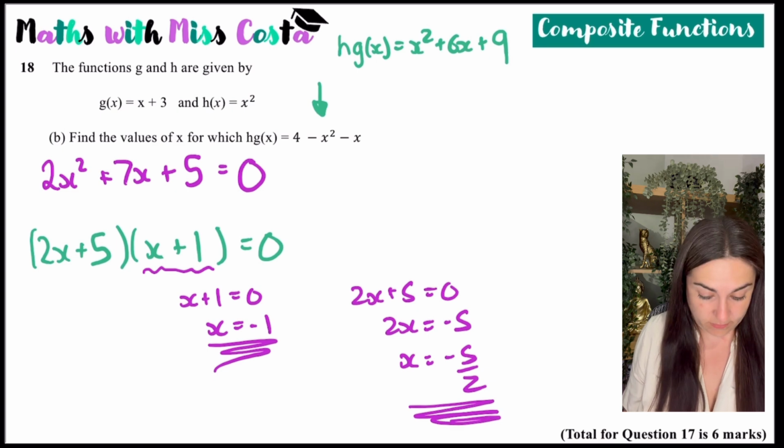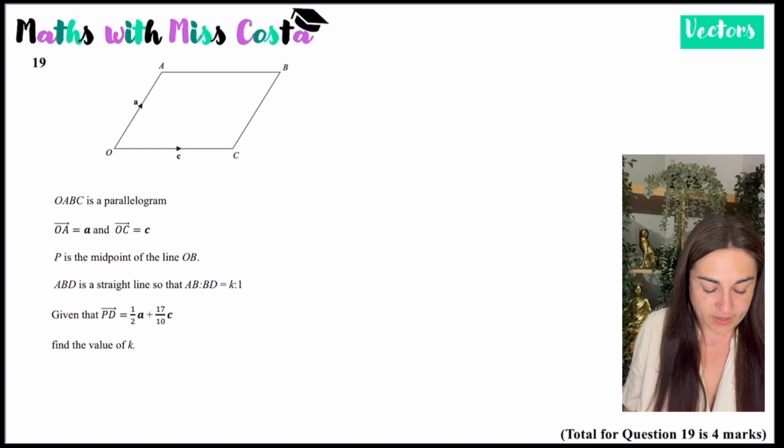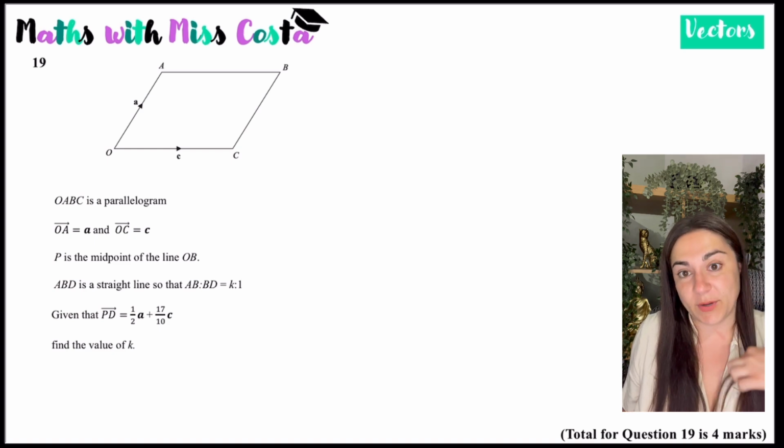So that's my two values. Okay, next we've got a vectors question.